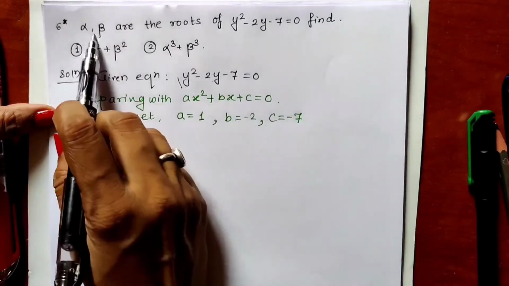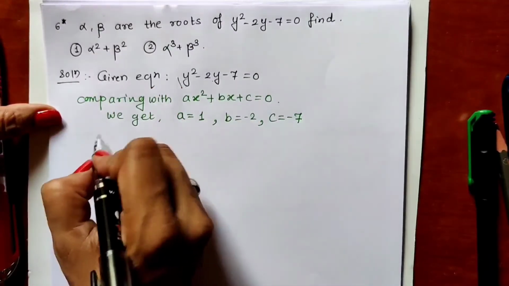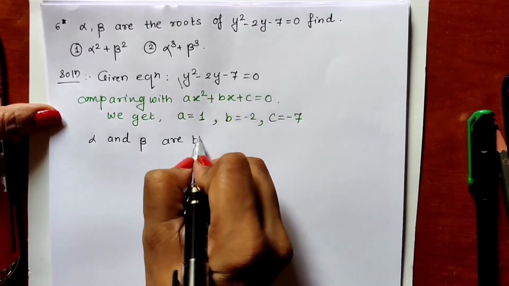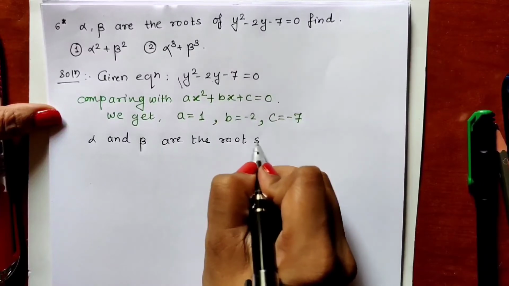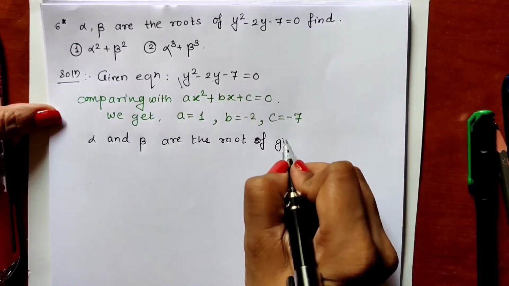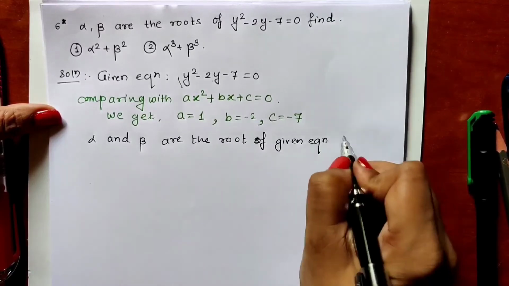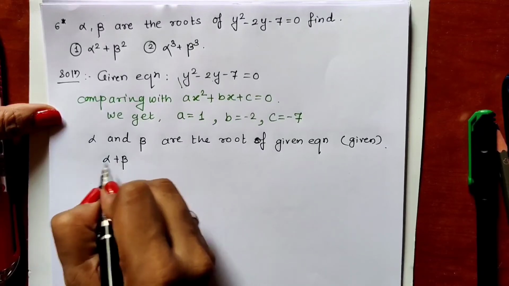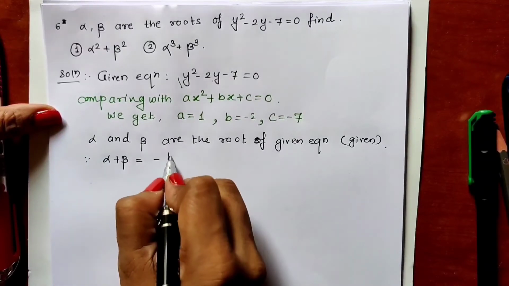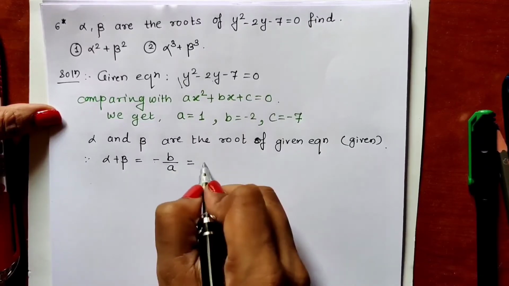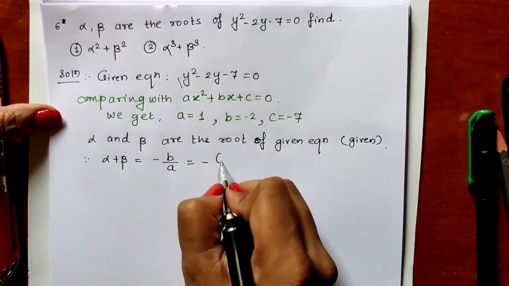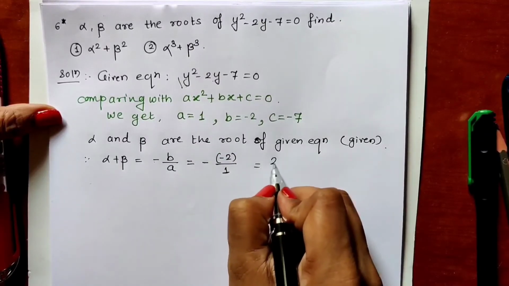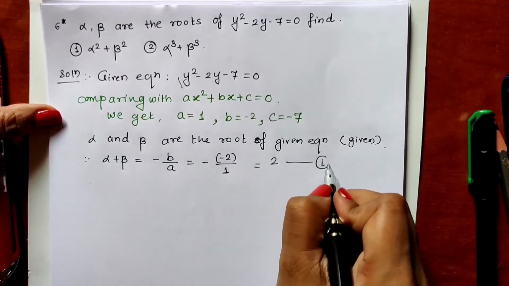Now what is given to us? Alpha and beta are the roots of the given equation. This is given to us in the question. So let us first find out alpha plus beta. What is the formula for alpha plus beta? It is minus b upon a. Minus sign we write from the formula. B value is minus 2, a is 1. So minus minus will become plus. Plus 2 upon 1 means plus 2. This is the value for alpha plus beta.